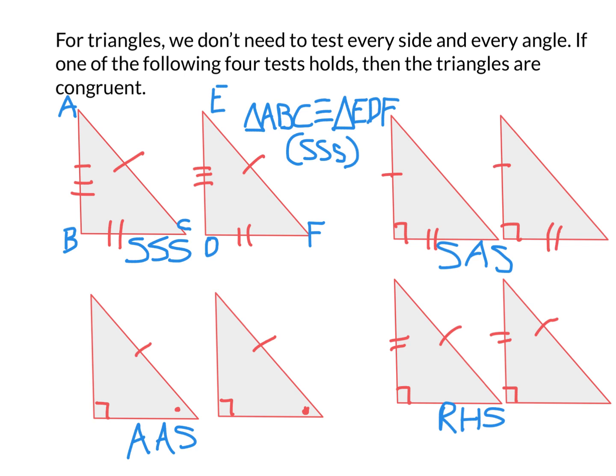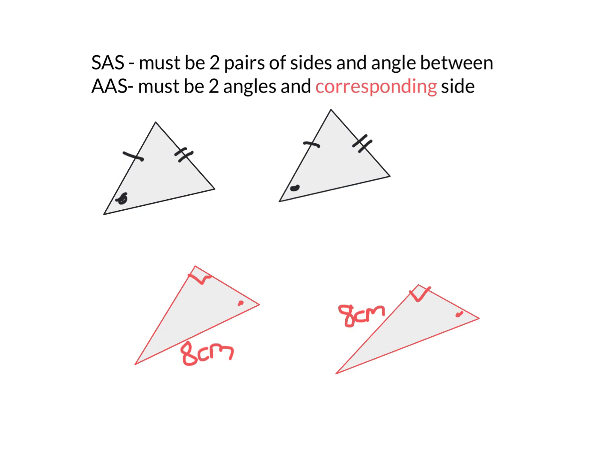All right, let's now look a little bit more at the SAS and AAS tests. So as I said before, SAS, it must be two pairs of sides and the angle between that are equal in order to use that test and determine congruence. So for these two triangles here, I have two pairs of equal corresponding sides, but it's not the angle between that's equal. So I actually can't use SAS test here. So I can't be sure that they are congruent. I can't use any of the other tests.